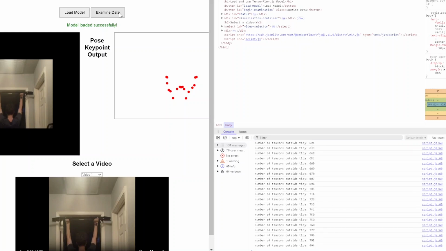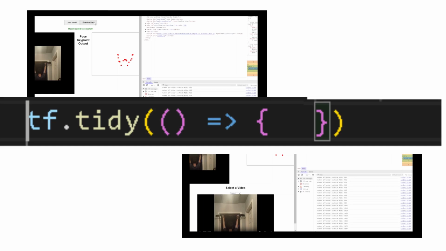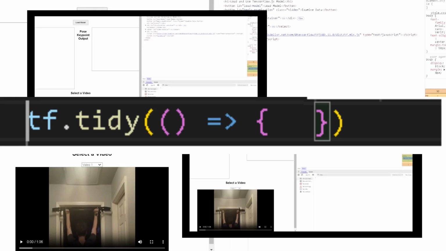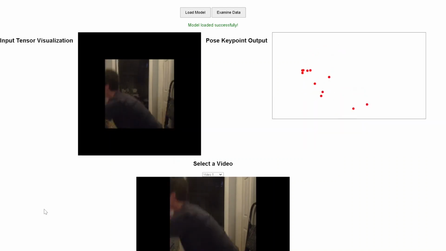And the biggest problem, I don't know where they spawn from, because it could be the functions, but I was just having problems, so I just put everything in a TF.tidy function. Here's the syntax for that as well. And this just makes it really easy because you don't have to know when a tensor is being created. You can just eliminate them at the end of your thing.